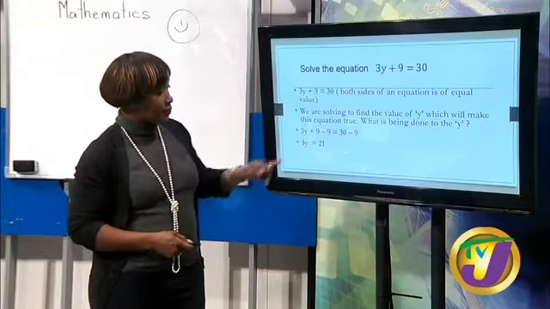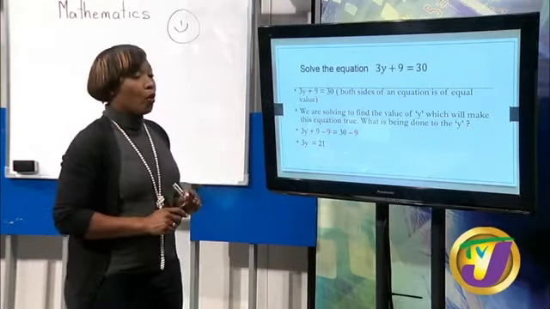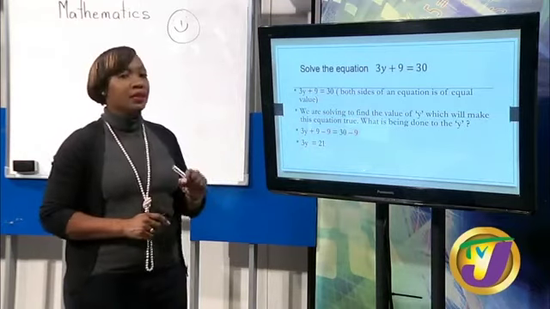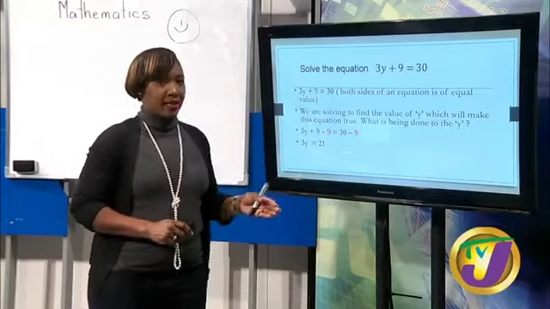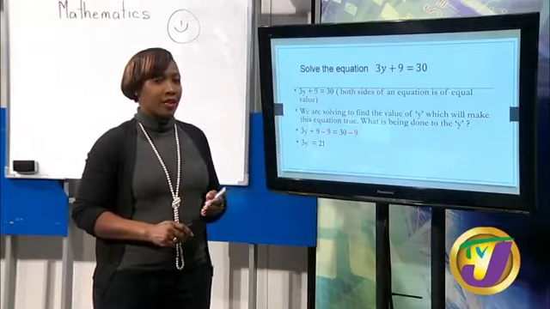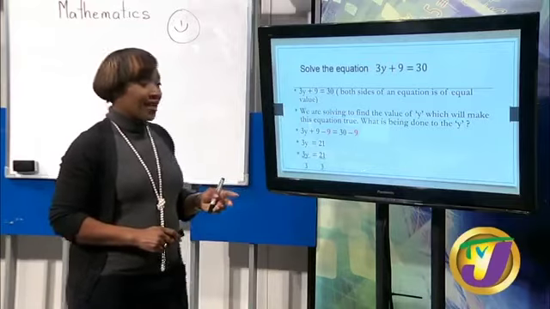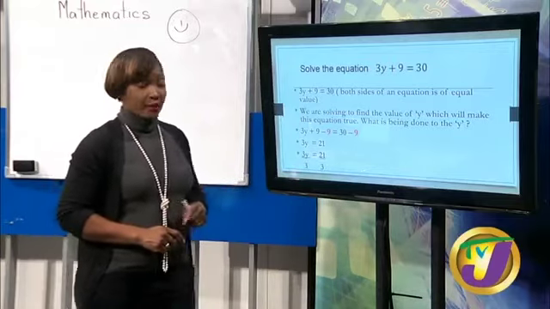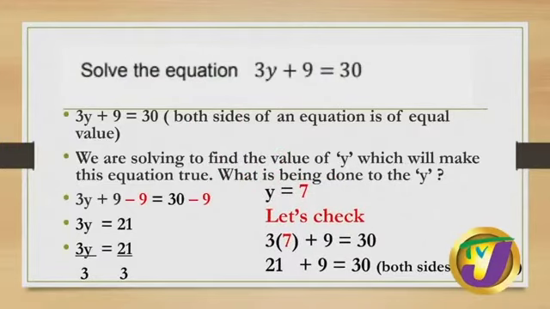Let's see what happens. So we end up with 3y equal 21. What is happening to the y there? It's been multiplied by 3. Now I want to undo that. The opposite of multiplication is division. So we will now divide both sides of the equation by 3. And that will give us y is equal to 7.